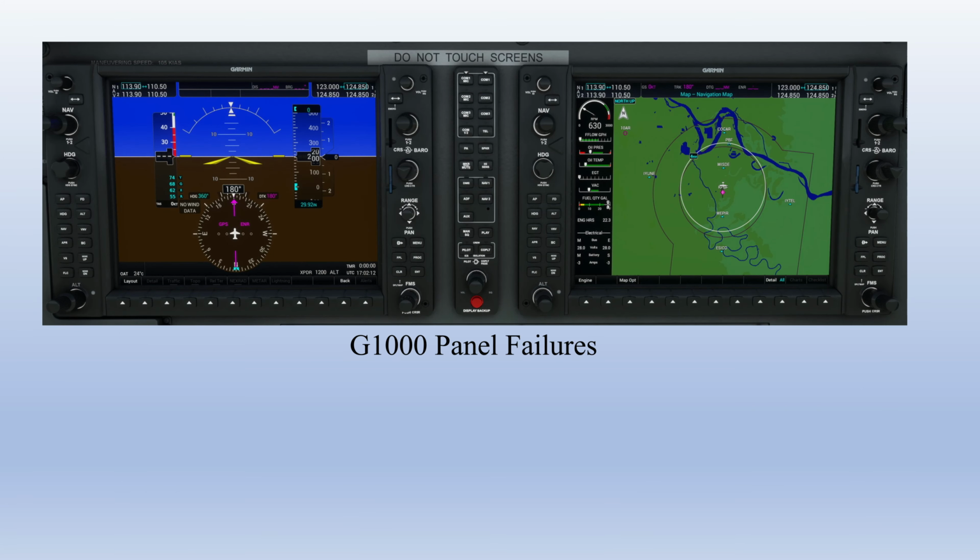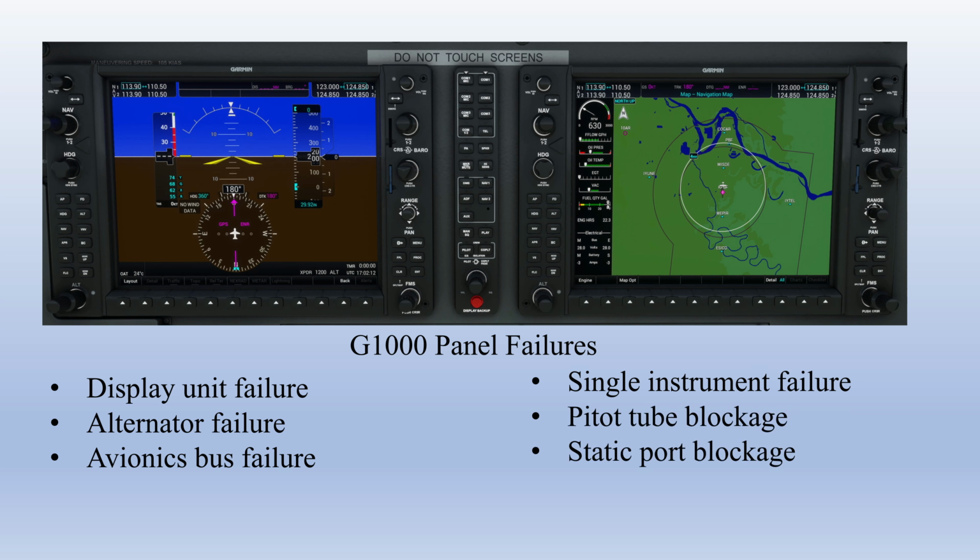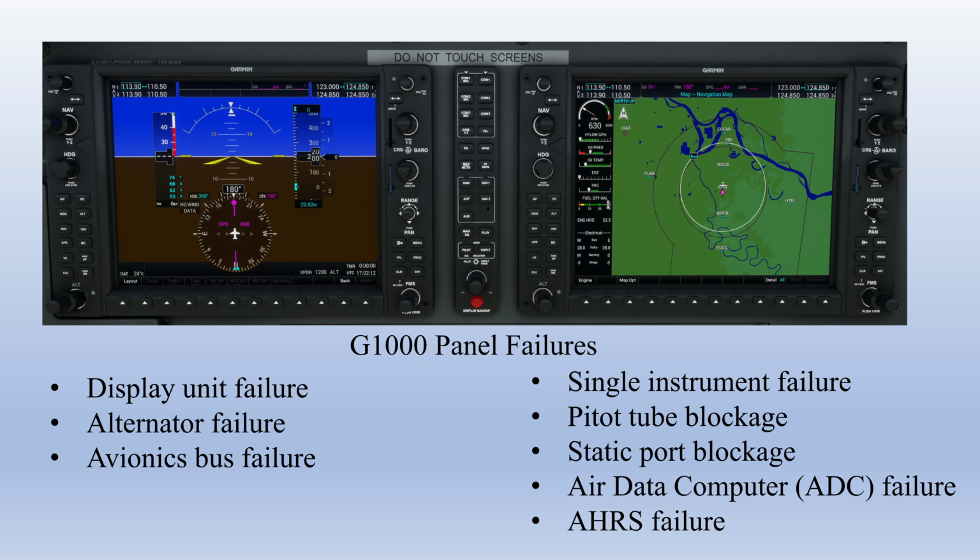So what can fail on the G1000 panel? The failures you can get in this airplane include a single display unit failure, such as the PFD or MFD failing, an alternator failure, which will affect the instruments available to you over time, an avionics bus failure, a single instrument failure, such as losing the attitude indicator or airspeed indicator, and systems failures like a pitot tube blockage, a static port blockage, an air data computer failure, and an AHRS failure.